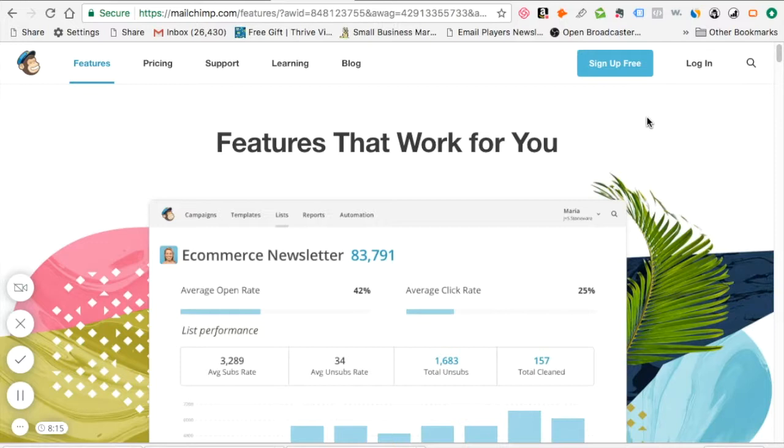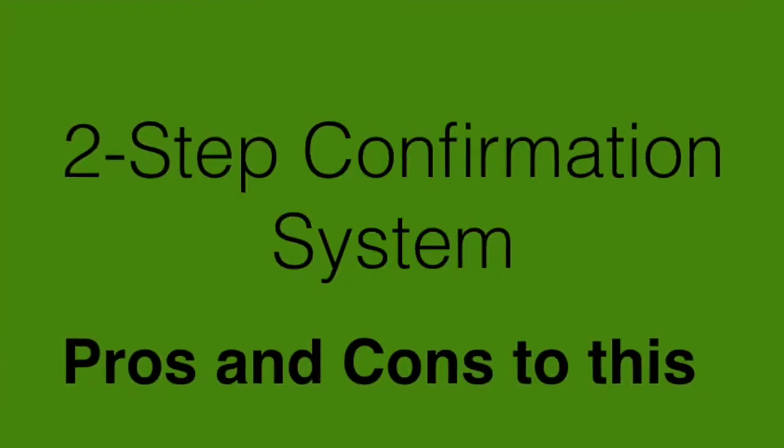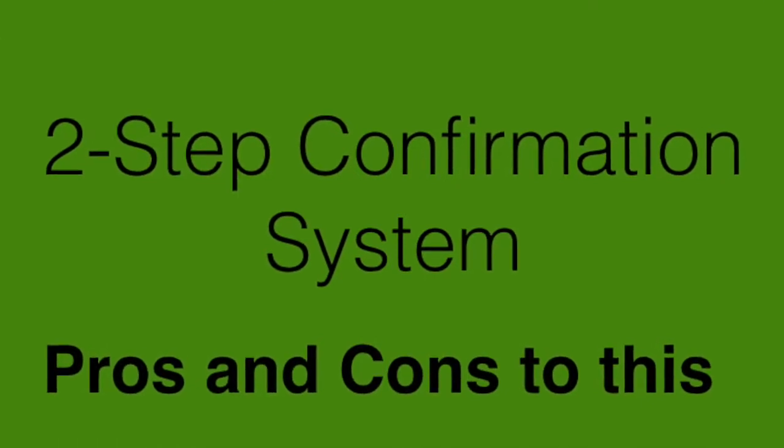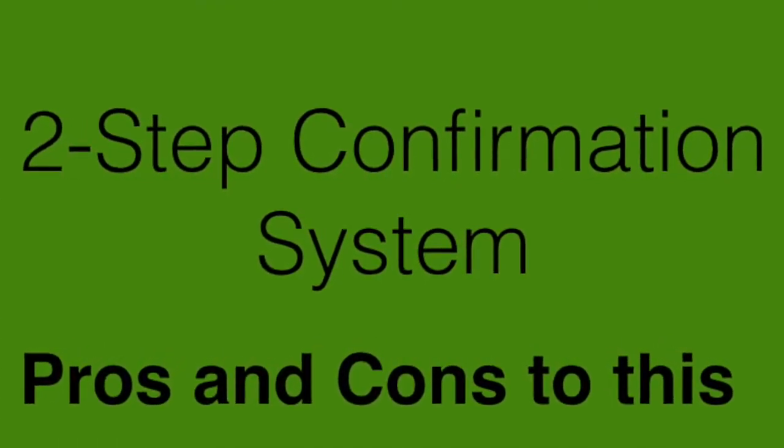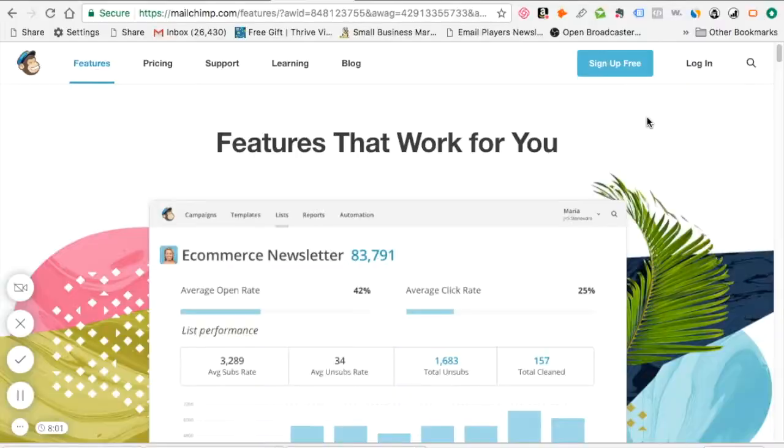The second thing you have to think about with the Mailchimp system is that it requires a two-step confirmation, which means that once your subscriber subscribes to your list on your website or your Facebook, they have to go back and confirm that subscription in their inbox. If they don't, they will forever be an unconfirmed subscriber. You can still email them, but it will affect your deliverability.